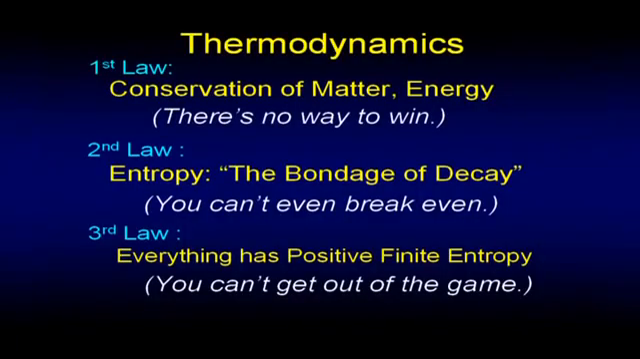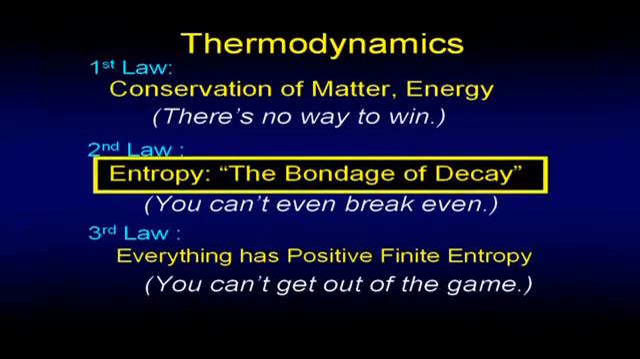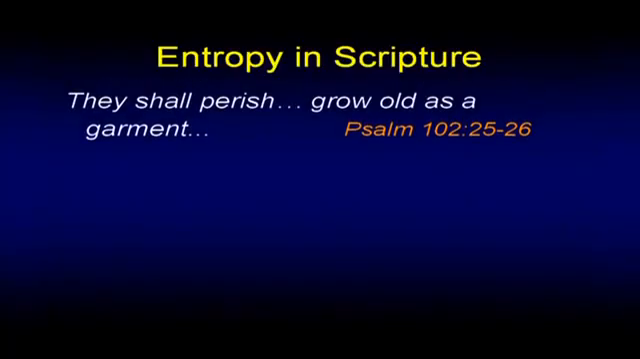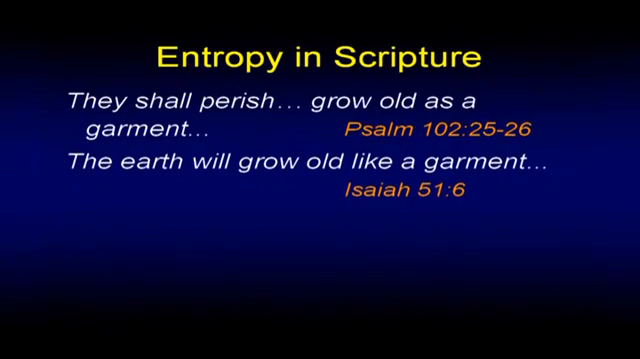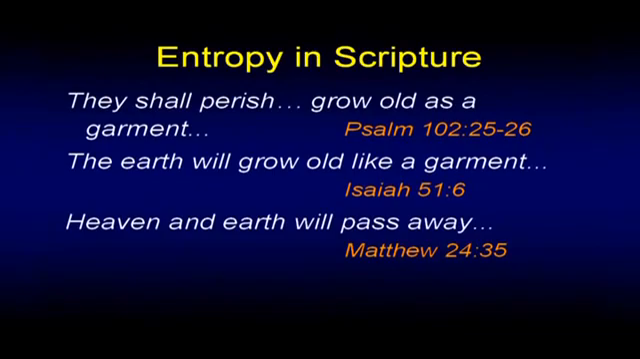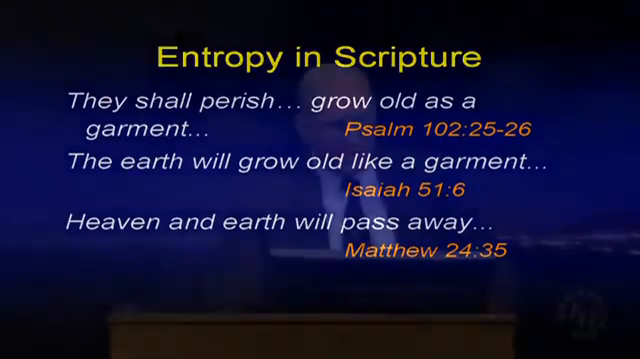There's a third law. Everything has positive entropy, which simply means you can't get out of the game. Most people are not familiar with that. I won't get into it here. I want to focus on entropy, the bondage of decay. We talked about that a little bit when we first started. Entropy in Scripture. The Scripture talks about this. Speaking of the heavens, they shall perish. They will grow old as a garment. Isaiah 51:6, the earth will grow old like a garment. Things age is the point. Heaven and earth will pass away, the Lord reminds us in Matthew 24.